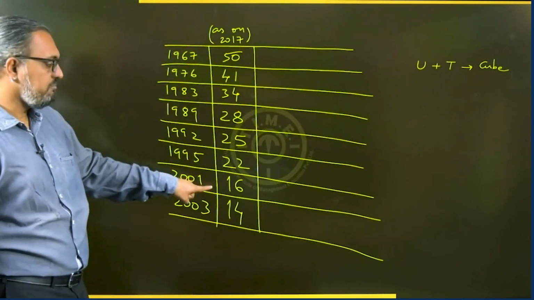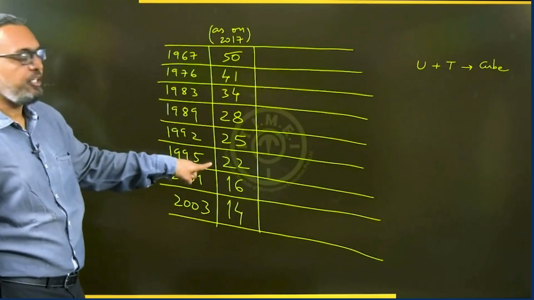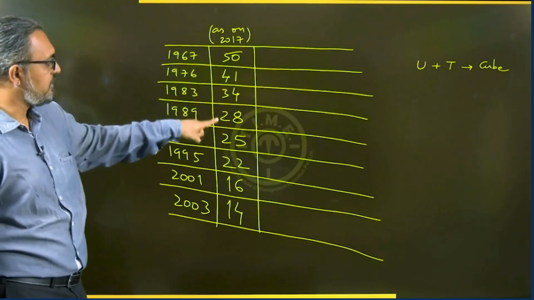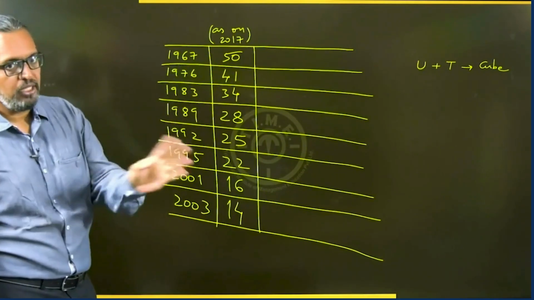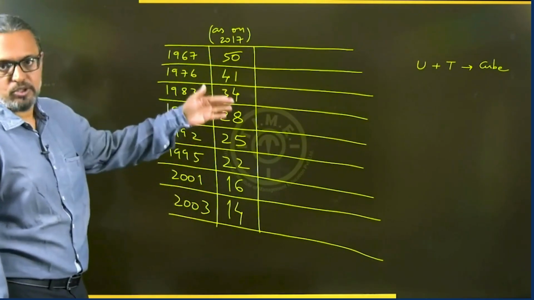So 50 and 16, no. 50 and 22, 72, no. 50 and 25, 75, then 78, then 84 and 91, none of them. Then with 41 and 14, so you need to keep checking.